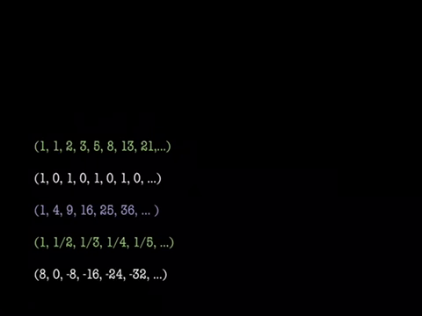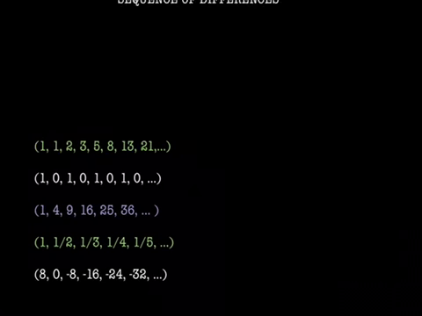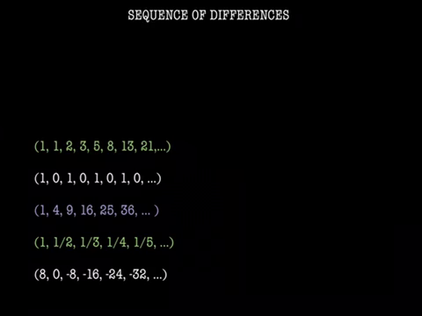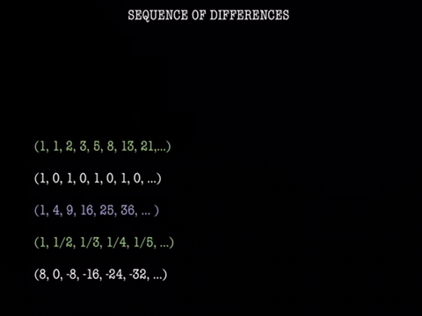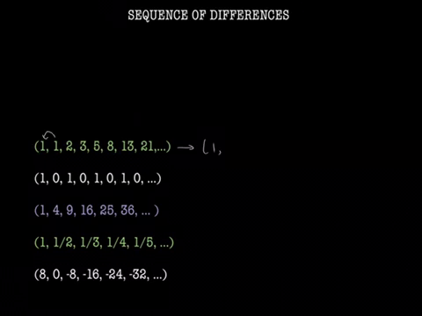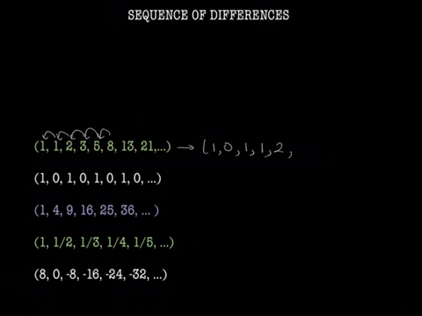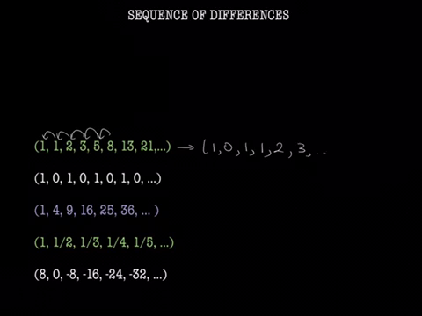Something else we might be interested in, given a sequence of numbers, is called the sequence of differences. This is created by looking at the difference between any two successive terms. Let's see an explicit example on the Fibonacci sequence here. So let's just leave the first term alone, and then the difference between the second term and the first term is 1 minus 1 is 0, and then 2 minus 1 is 1, 3 minus 2 is 1, 5 minus 3 is 2, 8 minus 5 is 3, and you're starting to get the idea here.